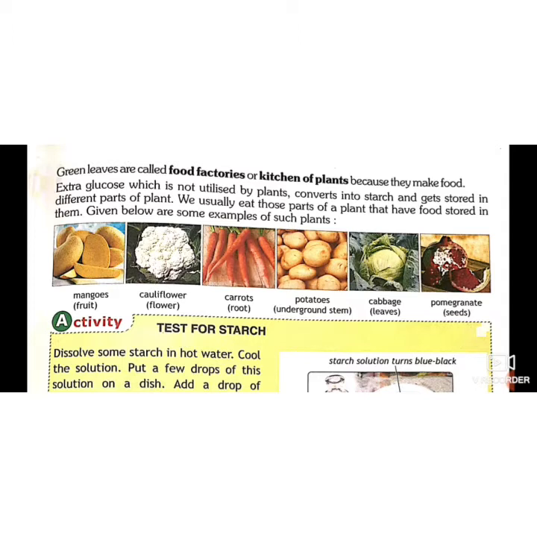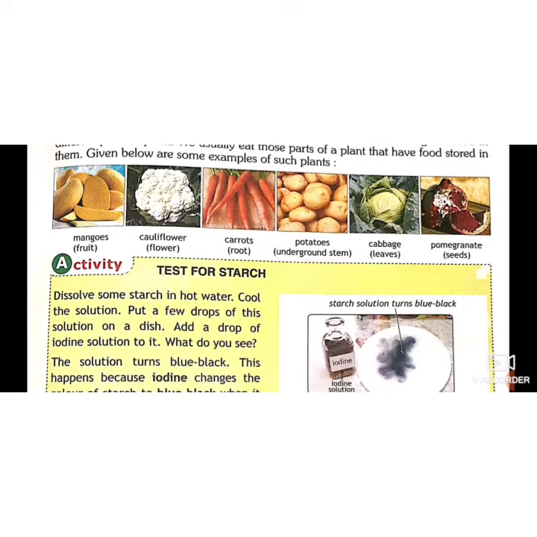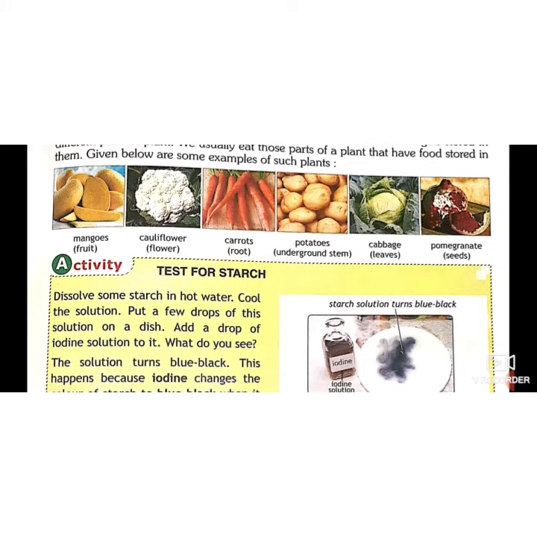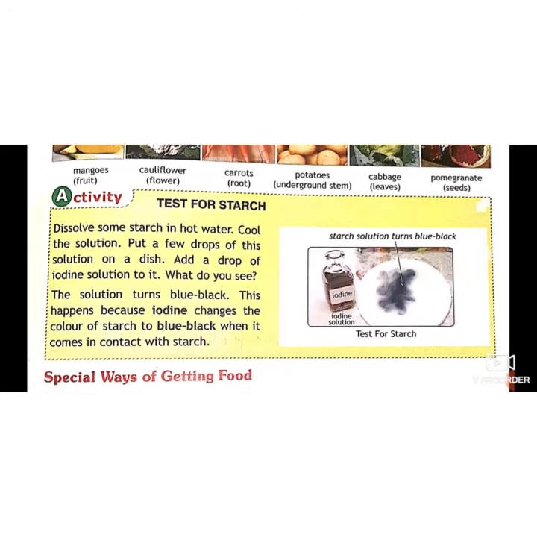It gets stored in the different parts of the plant, and we usually eat that part of the plant in which they store food. Like we cannot eat roots of all the plants, but we eat specific ones like carrot and radish. We can't eat leaves of every plant, but we eat spinach, fenugreek, coriander leaves, mint leaves and so on. So these are the different examples in which different plants store their food in different parts. Like some store their food in fruits, some in flowers, some in carrots, red roots, and some in underground stems, leaves or seeds.